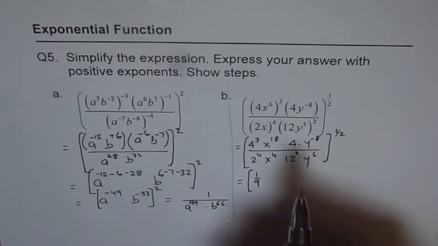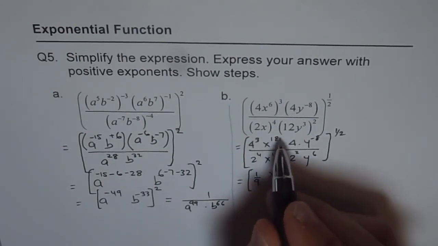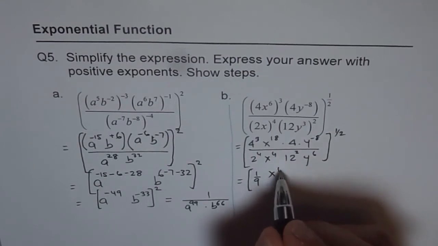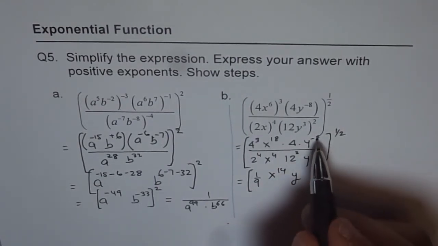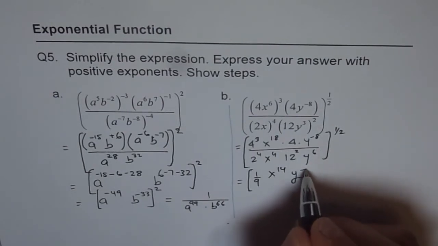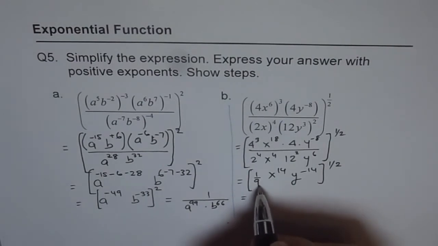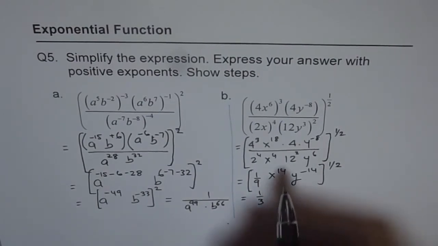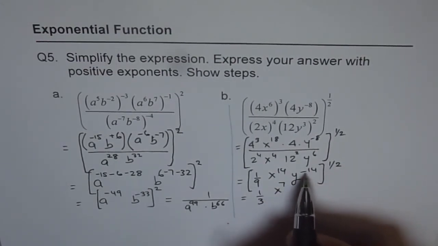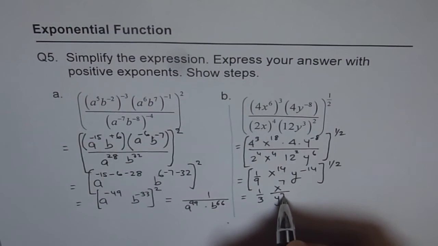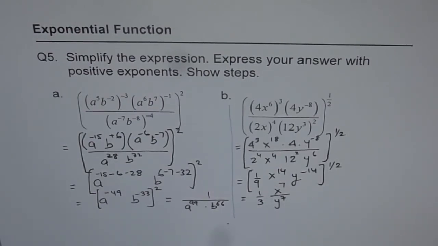As far as x is concerned, x to the power of 18 minus 4, 18 minus 4 is 14, and as far as y is concerned, minus 8 minus 6, which is minus 14, right? And everything to the power of half. Now the square root of 9 is 3, so we can write 1 over 3. X to the power of 14 divided by 2 is x to the power of 7. Y to the power of minus 14 divided by 2 is y to the power of minus 7. So we can write that in the denominator as y to the power of 7. So that is how we can simplify the given expression. I hope the process is clear. Thank you.